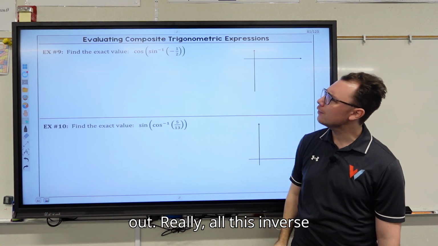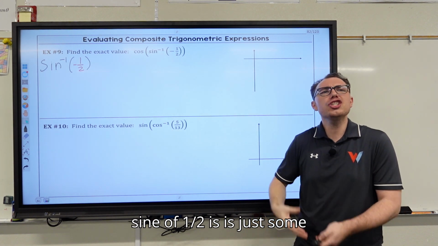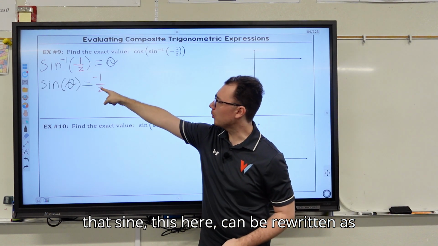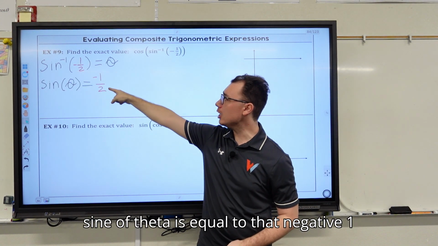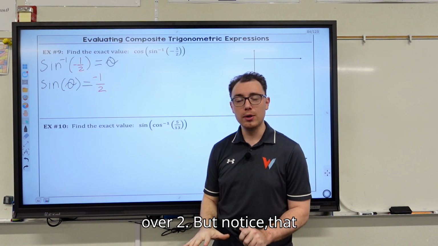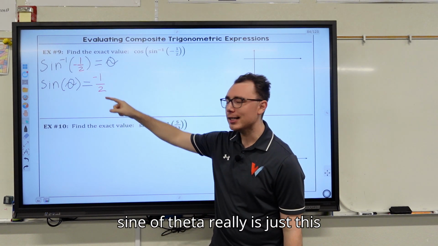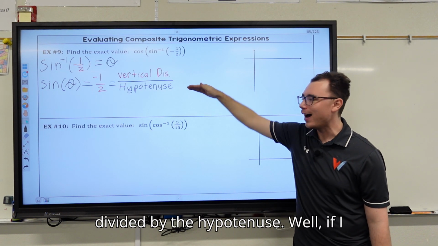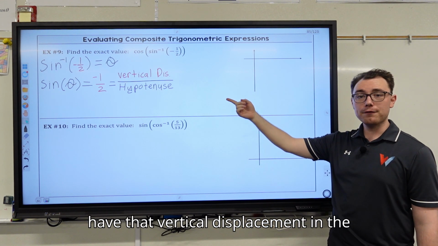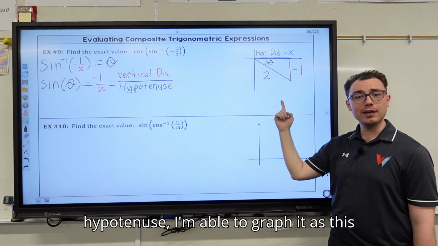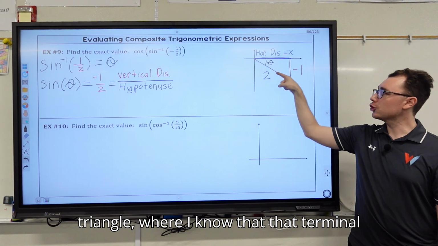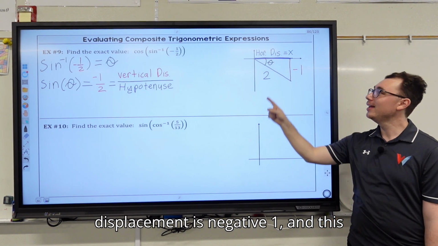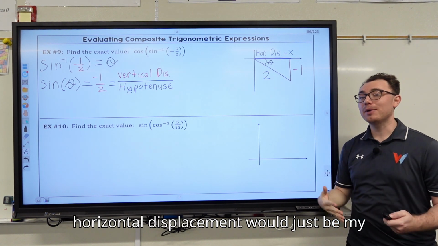Really, all of this inverse sine of -1/2 is just some theta value. And we also know that this can be rewritten as sine of theta is equal to -1 over 2. But notice that sine of theta really is just this ratio of the vertical displacement divided by the hypotenuse. Well, if I have that vertical displacement and a hypotenuse, I'm able to graph it as this triangle, where I know that the terminal ray is equivalent to 2, that vertical displacement is -1, and this horizontal displacement would just be my x value.